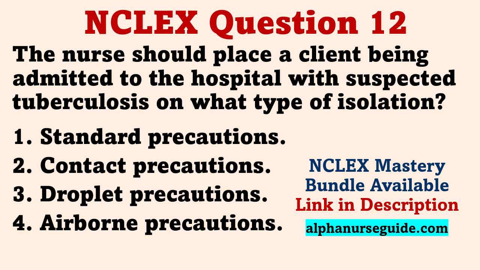The correct answer is 4. Airborne precautions prevent transmission of infectious agents that remain infectious over long distances when suspended in the air. The preferred placement is in an isolation single client room that is equipped with special air handling and ventilation, a negative pressure room, or an area that exhausts room air directly outside or through HEPA filters. Should be used if recirculation is unavoidable.